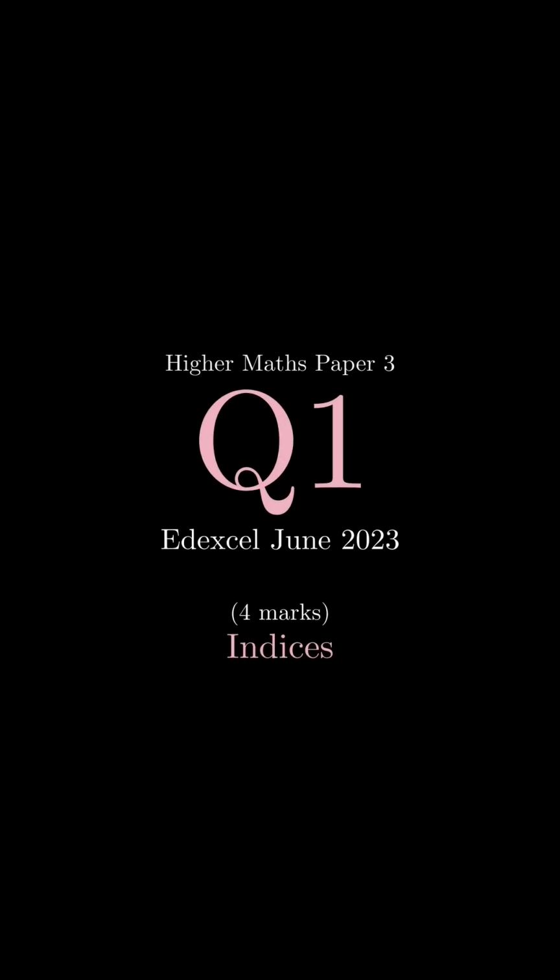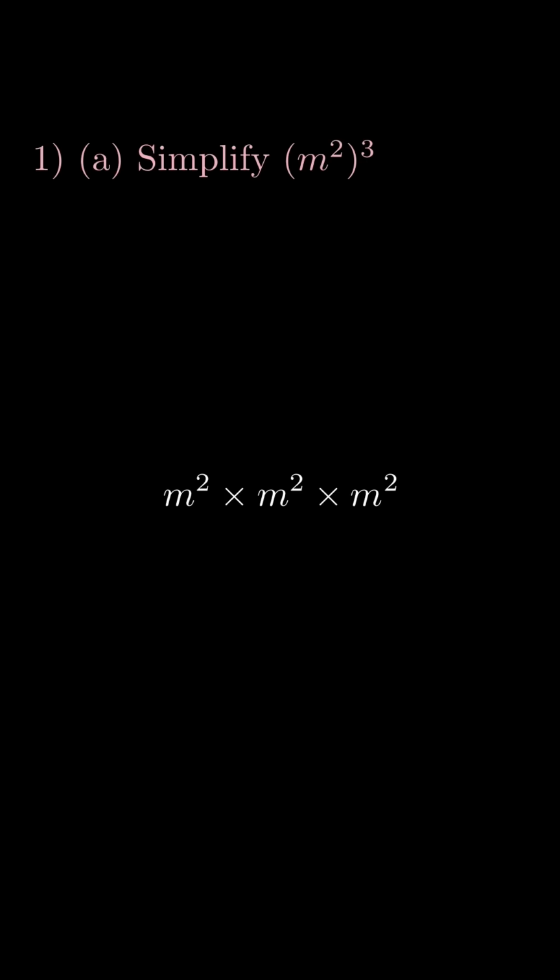Question 1 for 4 marks. Part A. Simplify m squared all of that cubed. We can write m squared all of that cubed as m squared times m squared times m squared. We add the powers and we get m to the power of 6.